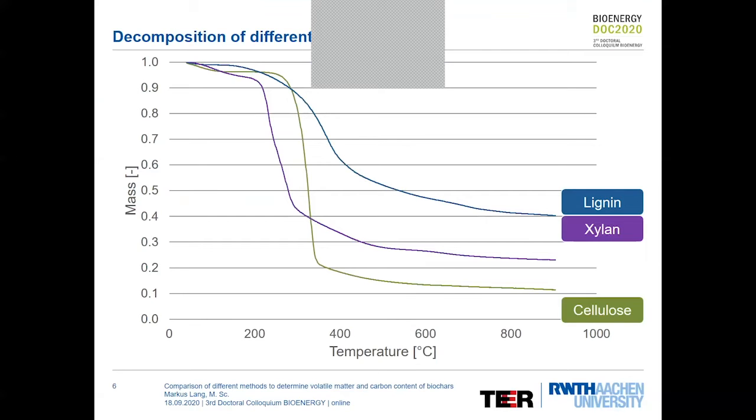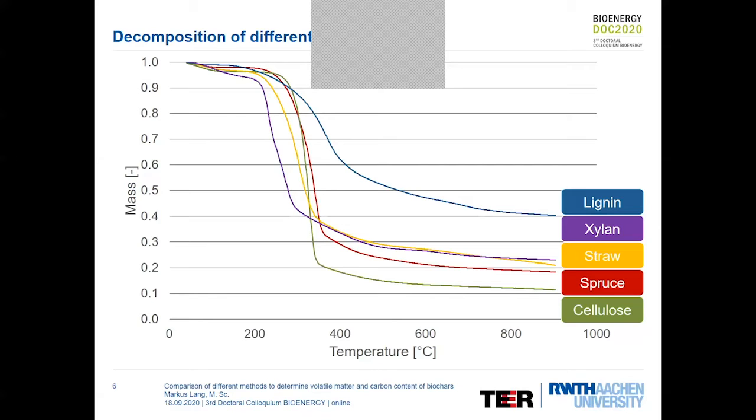So if we compare this now to 2 biomasses, in this case straw and wood, you can see that the decomposition is something like a mixture of the 3 main components. So you have the main decomposition between 300 to 400 degrees. And above 400 degrees, you have only the lignin, which decomposes. But the different materials are comparable to each other.